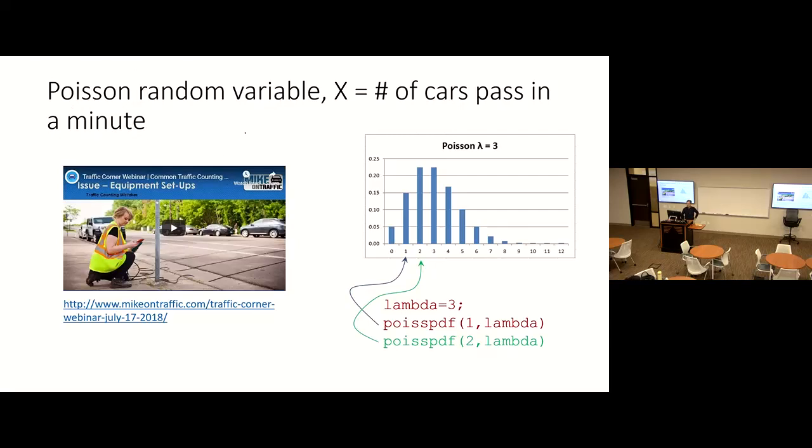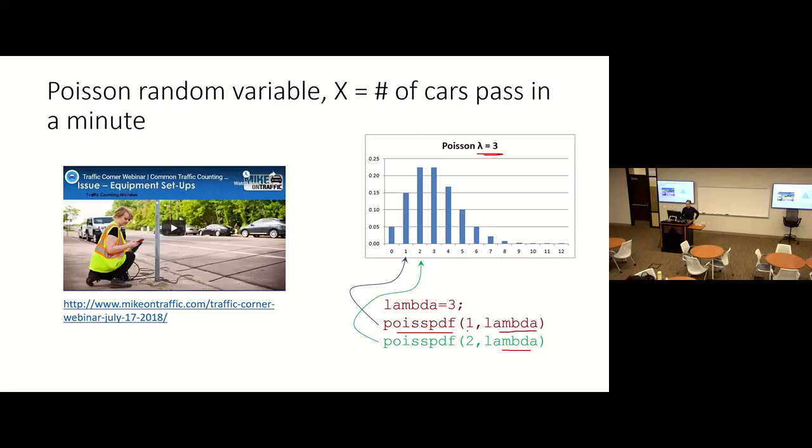So you have this distribution that looks like this. If you have lambda equals 3, then you put it into the PDF function for the Poisson distribution, and your average, lambda, is fixed. So your long-term average is 3.